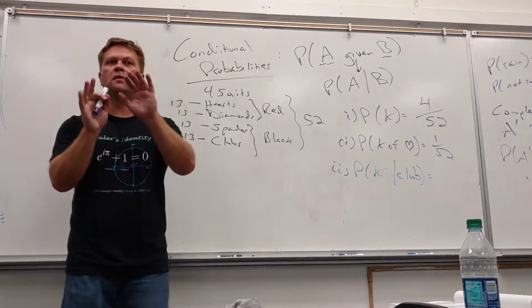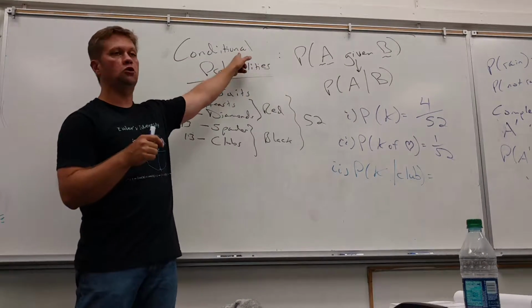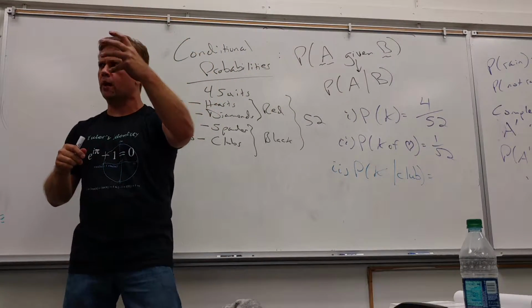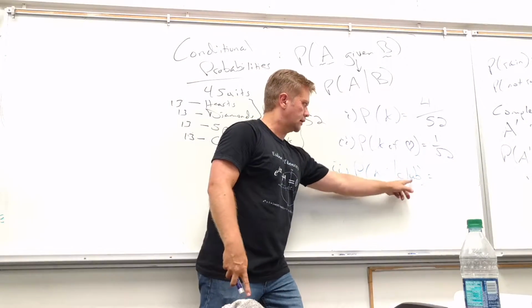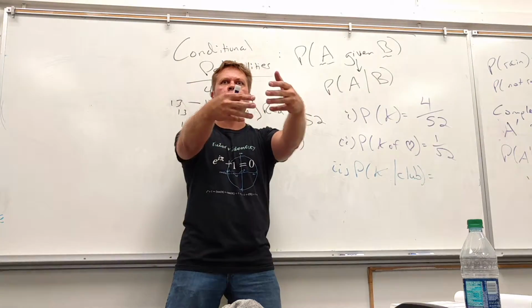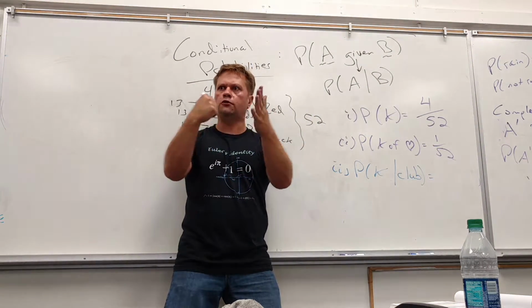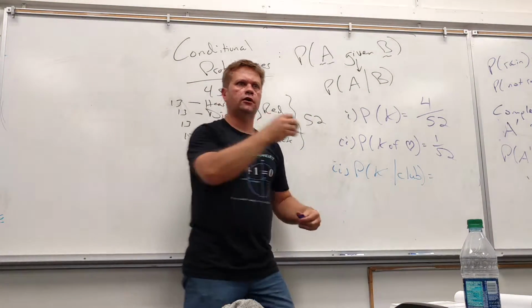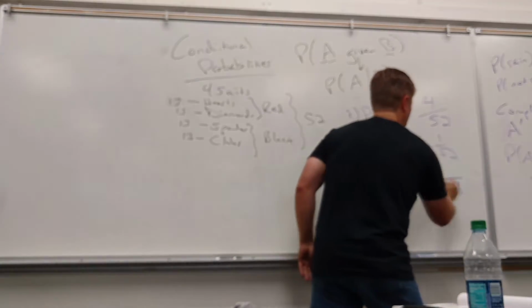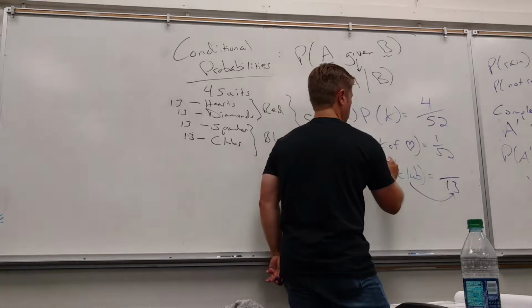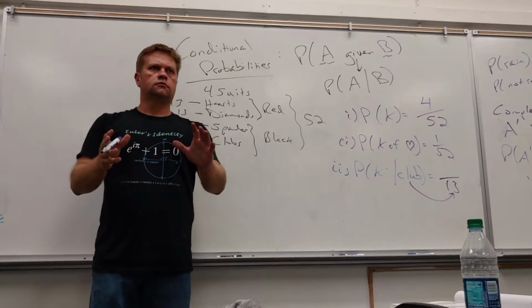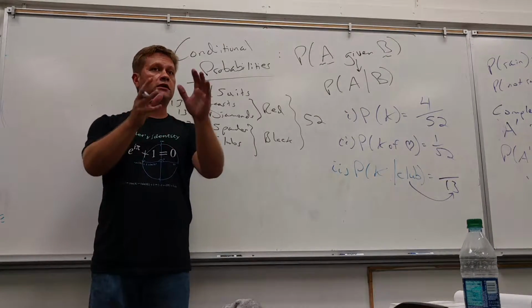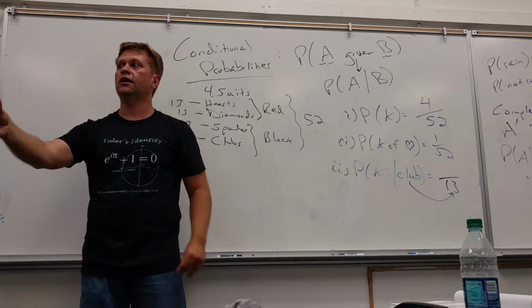So the biggest mistake people make on a conditional probability is you put the wrong thing on the bottom. Read it in English. King, given that it's a club. Okay, I know it's a club, so it's out of the number of clubs, because I know that's what happened. So it's out of 13. Now, what goes on top? Why 1? There's 1 king that is a club.